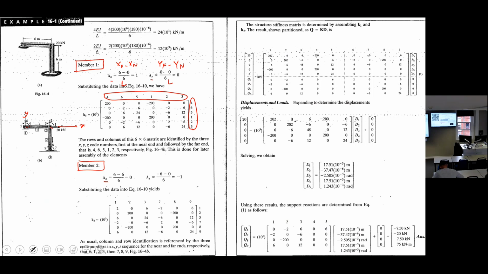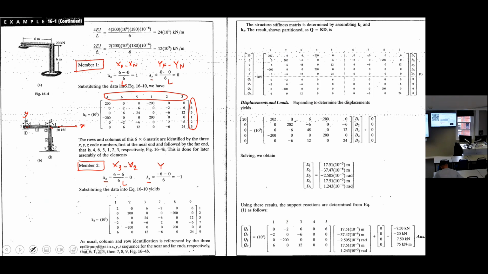Again, we need to calculate lambda x and lambda y. For element number 2, lambda x is x far end, let's call it x, like this. X far end is x3 minus x2 over L. X3 is 6 meter, X2 is 6 meter, X is this one, right? Origin of X is here.